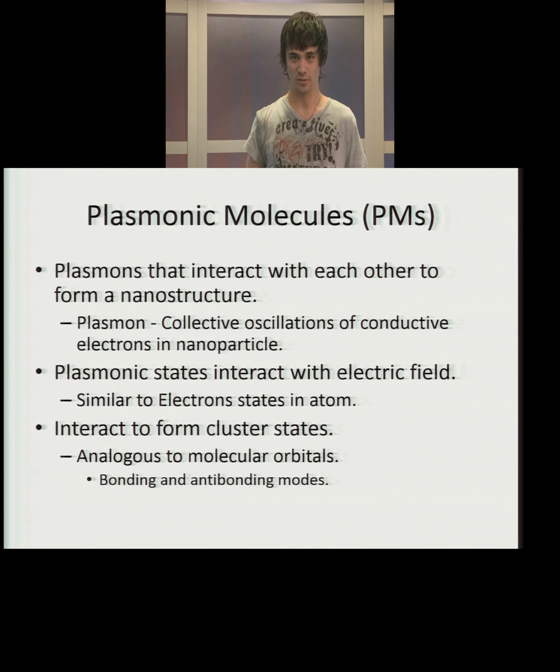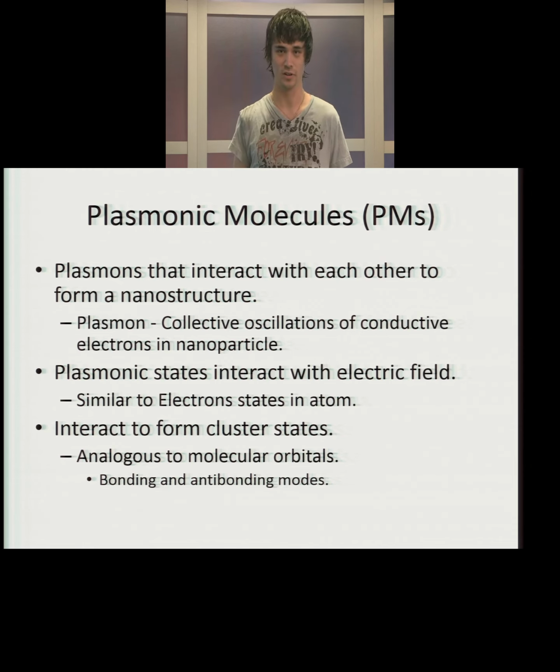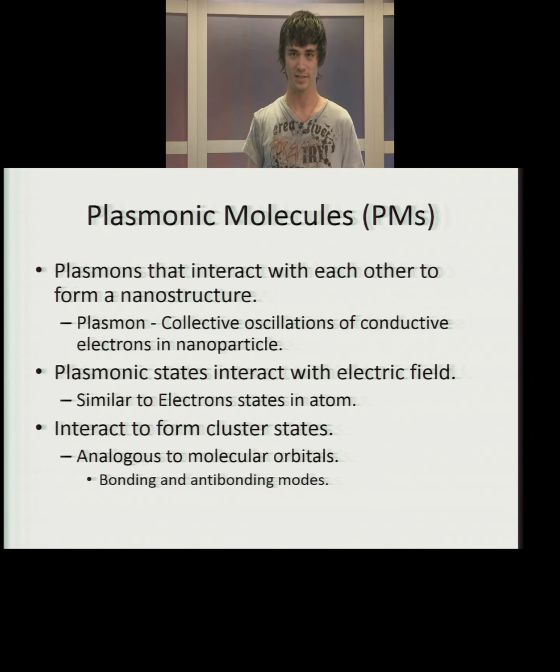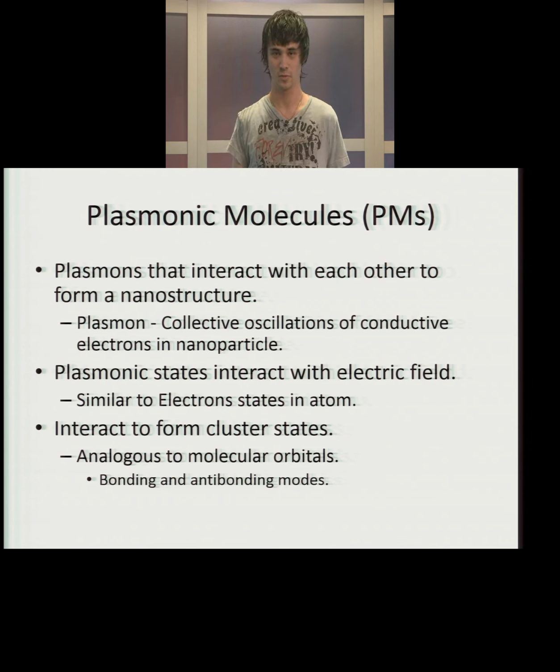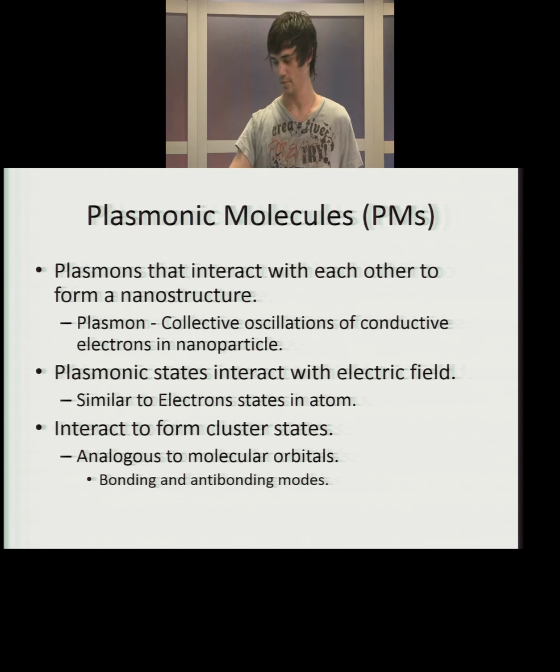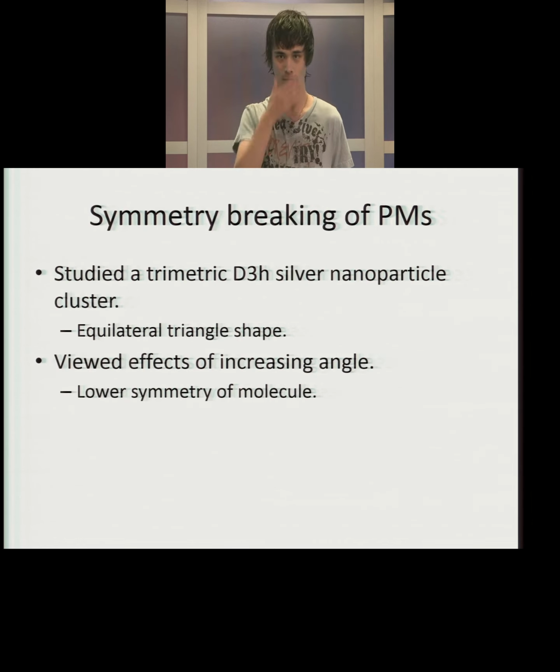These plasmons, or the electrons on them, can interact with an electric field like they do in an atom to form plasmonic states. And these individual plasmons can also interact with each other to form cluster states. You can think of these as analogous to molecular orbitals, where there will be bonding and anti-bonding modes based on the distribution of the electrons on the surface of the plasmon.